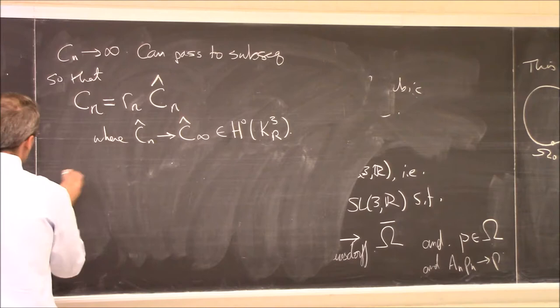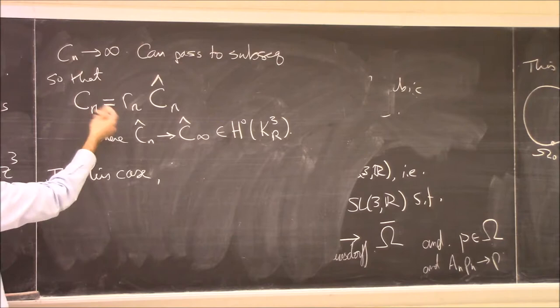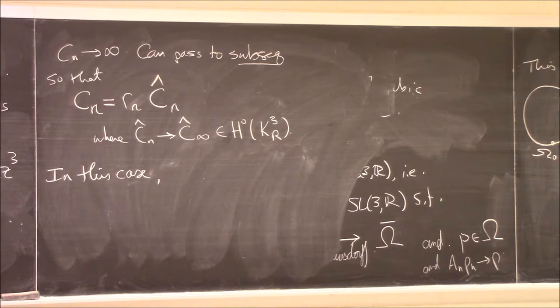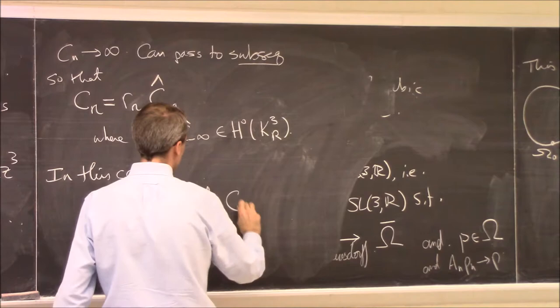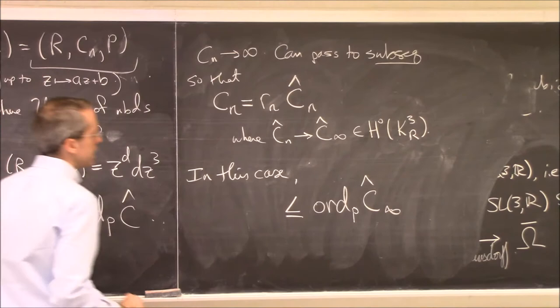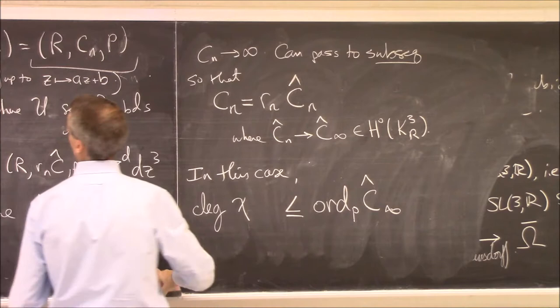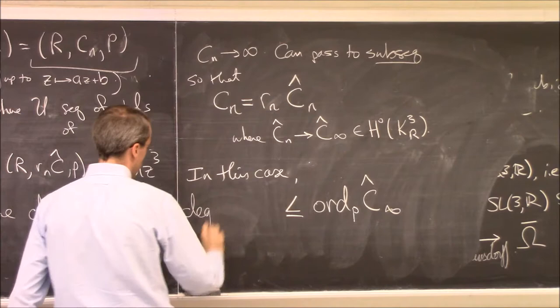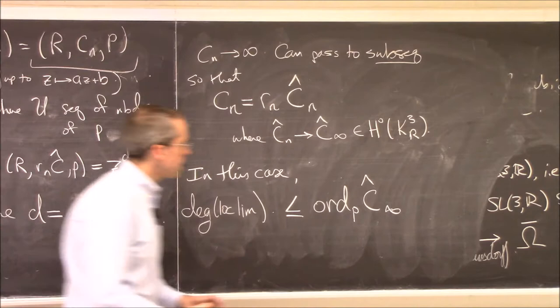OK, so in this case, which is like the general case after you pass to a subsequence, there is a degree that you could attach to the problem. You could look at the order of vanishing at the point P of this projective limit C hat infinity. And in the ray case, C hat infinity would just be C hat, and this would be the degree D. And what's true in general is that is an upper bound for the degree of this local limit chi. I don't think I've written chi recently, so I'll just say the degree of the local limit polynomial is less than or equal to that.